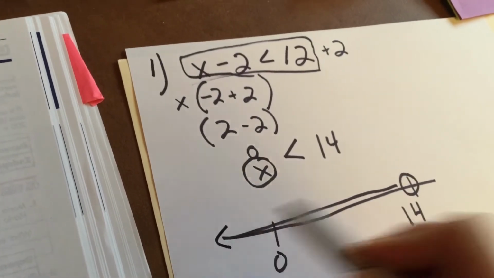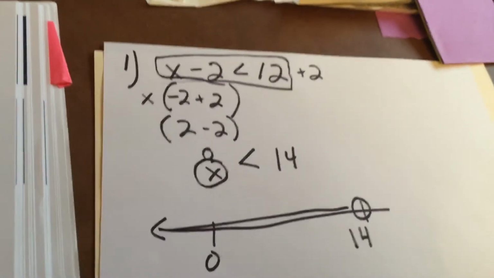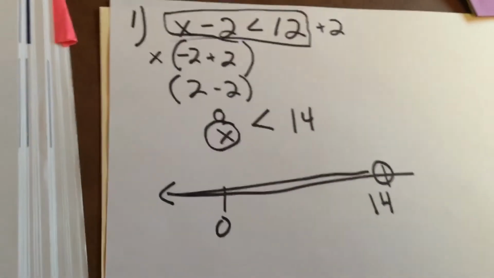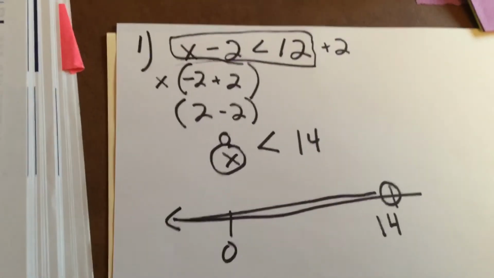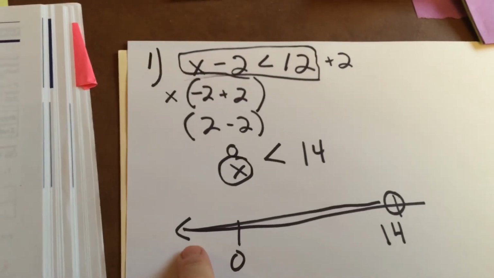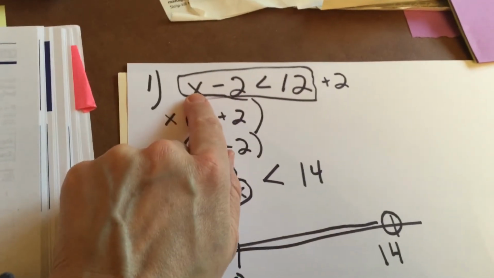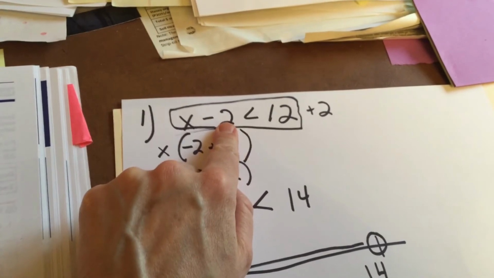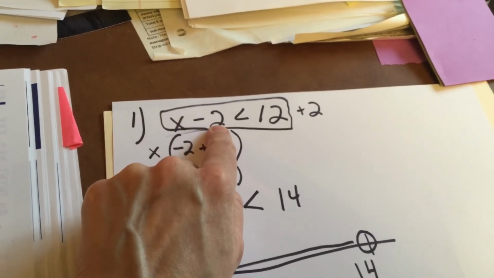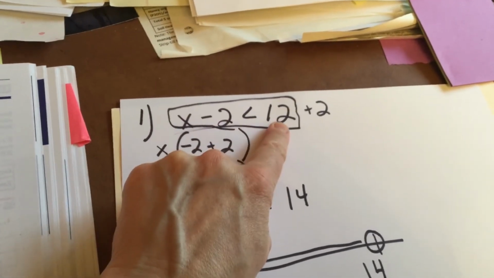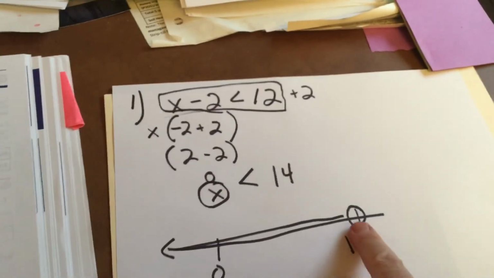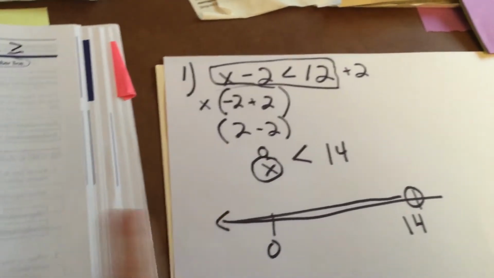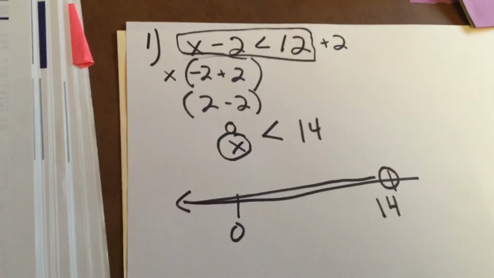I can go way into my negative numbers now, and that still holds true. Let's pick a negative number. How about negative 5? If I have negative 5 minus 2, that would be negative 7. Is negative 7 less than 12? Yeah, it is. So anything here would work, going on to infinity in the negative range.